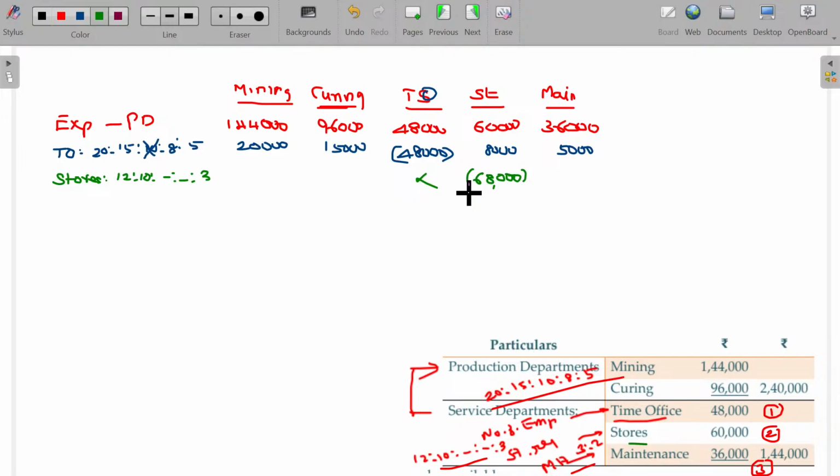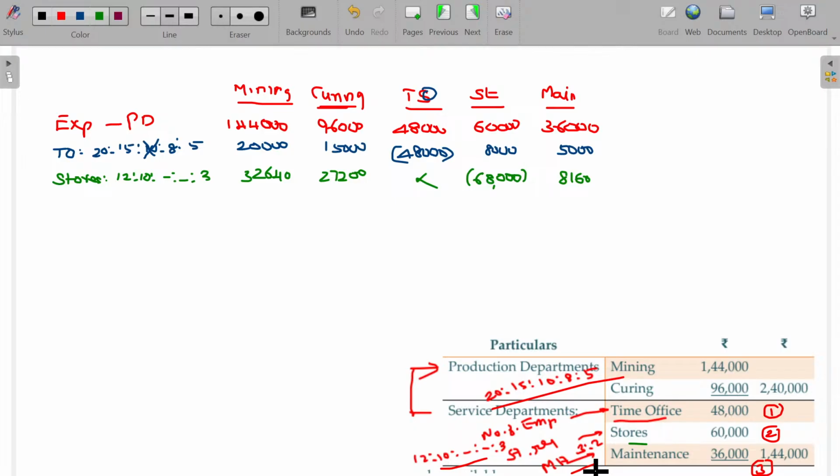Most of the time, time office renders the service to the other departments, and time office rarely gets service from the stores. Insignificant value, remove it. Now 12 is to 10 is to 3. Share the 68,000. 32,640. 27,200. Finally, 8,160.